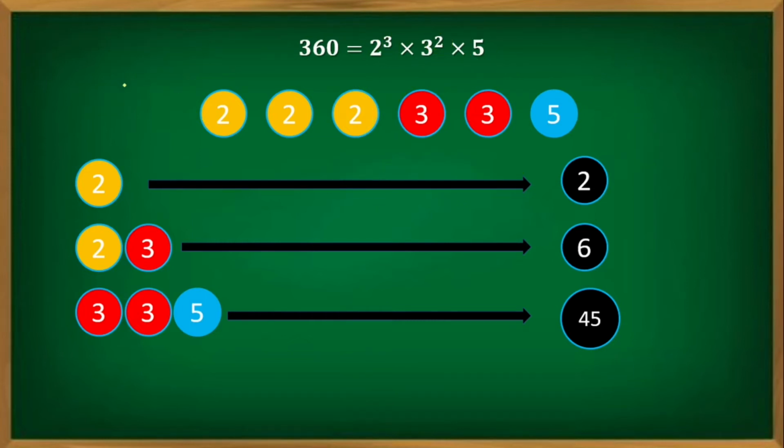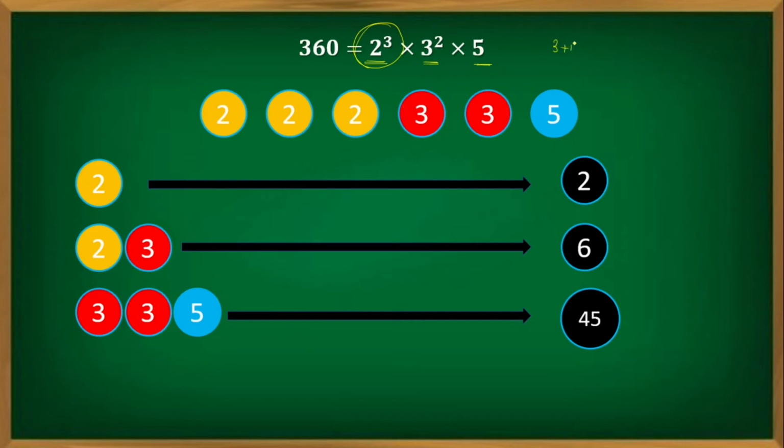How many total combinations are there? The total number of combinations you have to find out gives you the number of divisors. So initially I explained that the number of divisors is nothing but the number of combinations, which means the total number of selections. So total number of selections means how many ways you can select 2's, how many ways you can select 3's, how many ways you can select 5's.